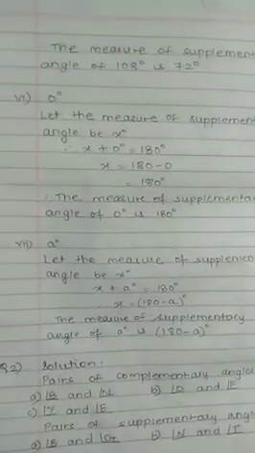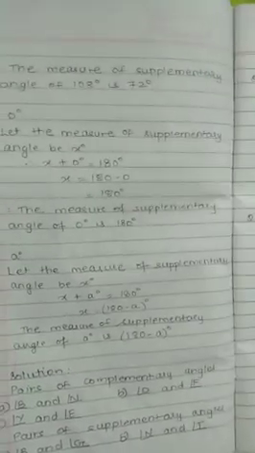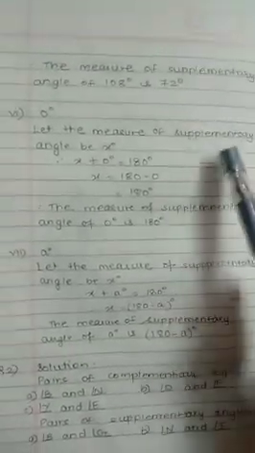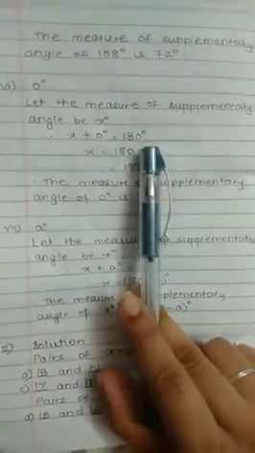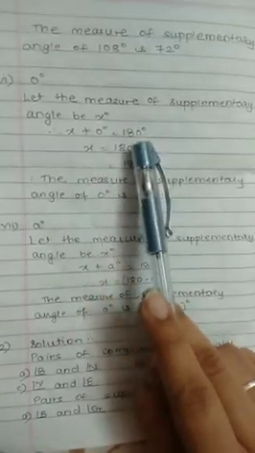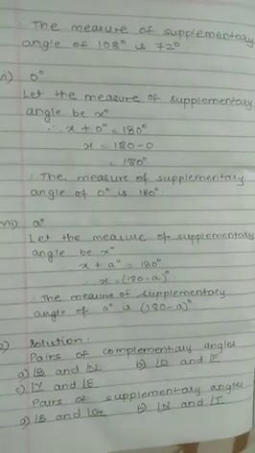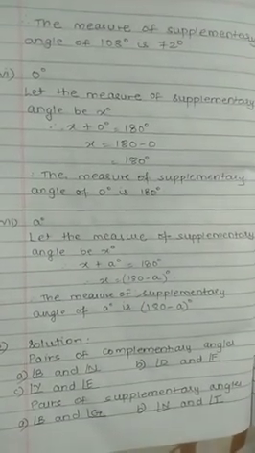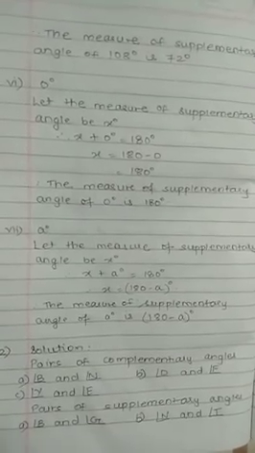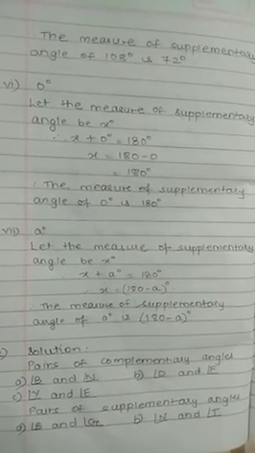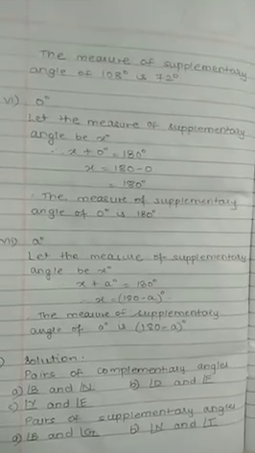Moving ahead to the sixth sum. The sixth question given to us is 0 degrees. So again, let the measure of the supplementary angle be x degrees. The addition of x and 0 will give you 180 degrees. So x plus 0 degrees is equal to 180 degrees. Again here it is plus 0. On the right hand side it will become minus 0. So x will be 180 minus 0, which is equal to 180 degrees. So we can write down that therefore the measure of the supplementary angle of 0 degrees is 180 degrees.